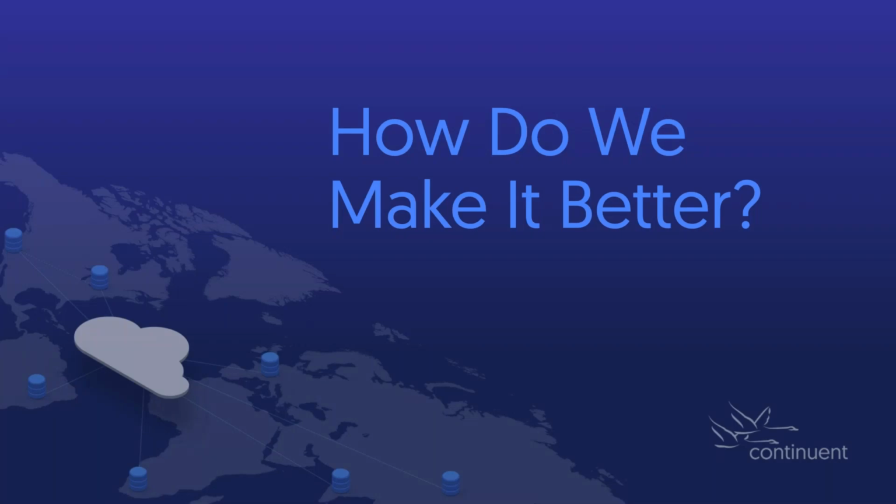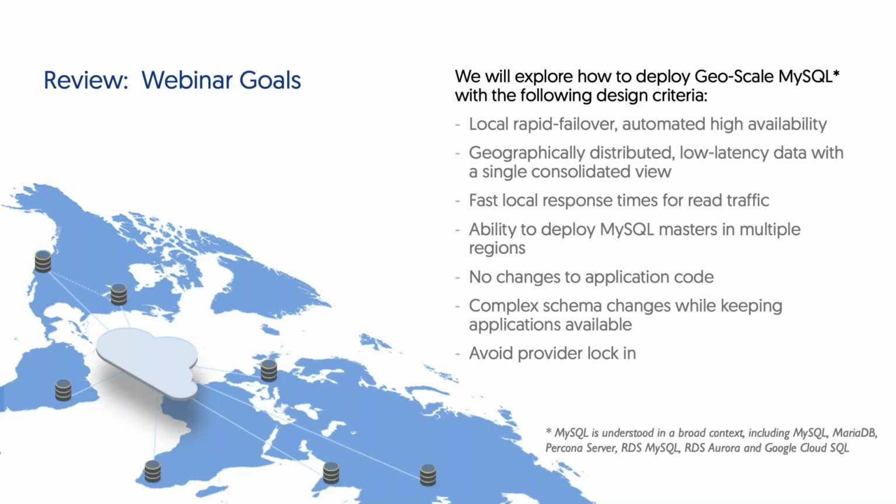So what can we do to make this better? Well, again, let's review the webinar goals, because this is really what we want for multi-site, multi-master, geo-scale, and high availability. So local rapid failover. We want to be able to get a view of our cluster on a single pane. So we should be able to have one tool that's going to show us everything that's going on in our cluster at one time. We want to be able to read from our replicas.